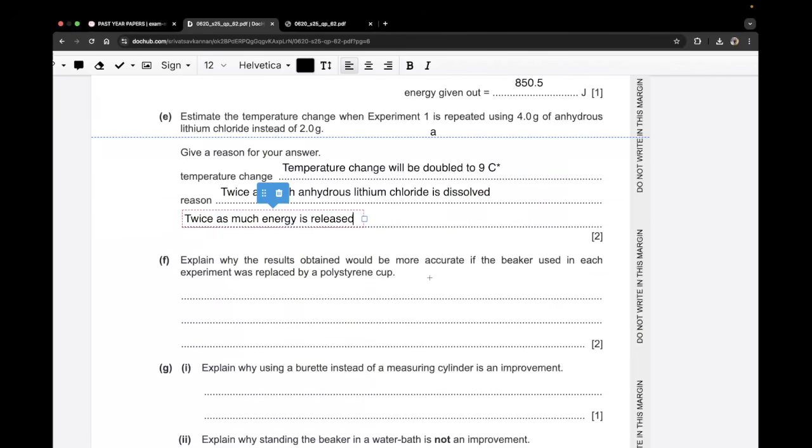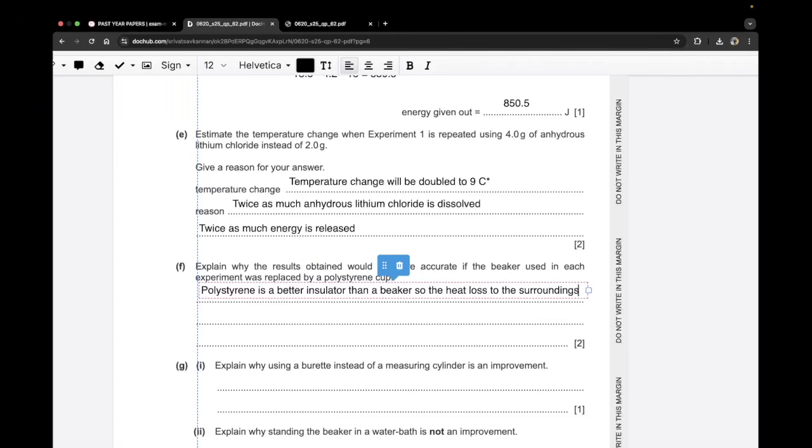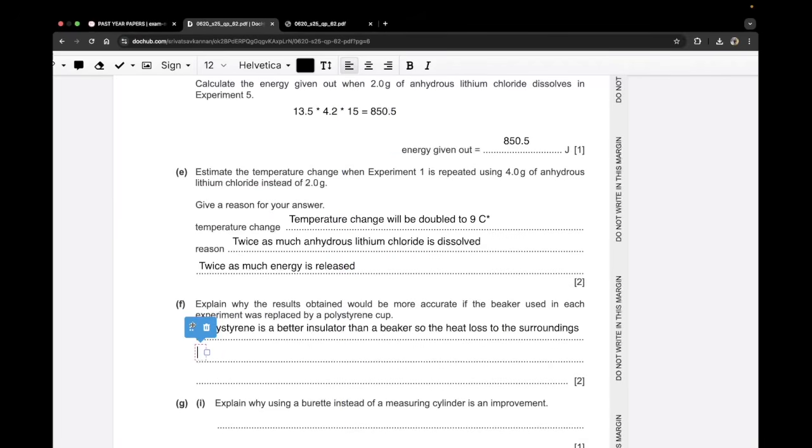You would be more accurate if the beaker used was replaced by a polystyrene cup. So these questions about polystyrene cups are very common and they just have the same answer every time, right? So we just have to say polystyrene is a better insulator than a beaker, so the heat loss to the surroundings will be less.